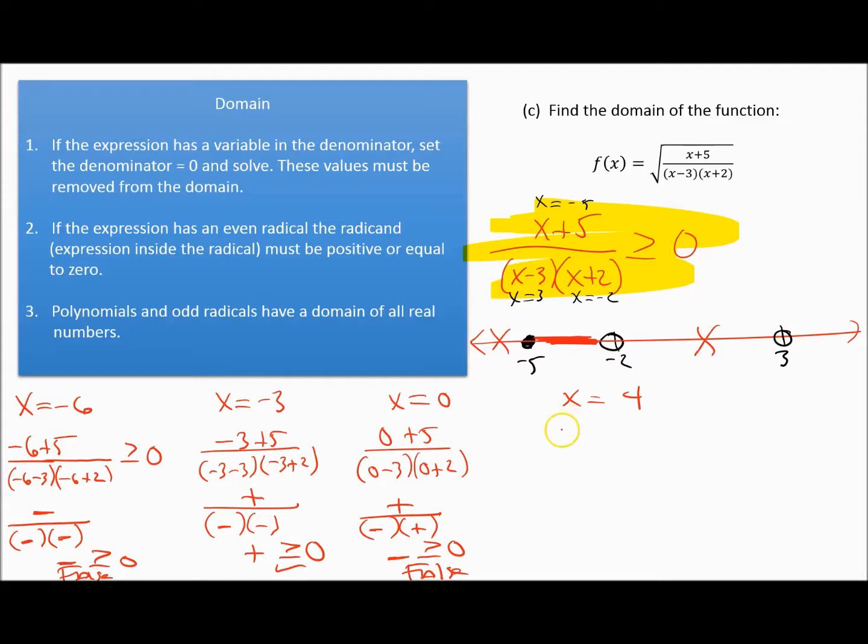Finally, I'm going to plug in 4. 4 plus 5 in the numerator. 4 minus 3 times 4 plus 2 in the denominator. 4 plus 5 is positive. 4 minus 3 is positive. 4 plus 2 is positive. Look at all those positives. A positive divided by a positive is a positive. Is that greater than or equal to 0? Sure. Greater than 0 means it's positive. Equal to 0 means 0. That is true, so I shade that in.